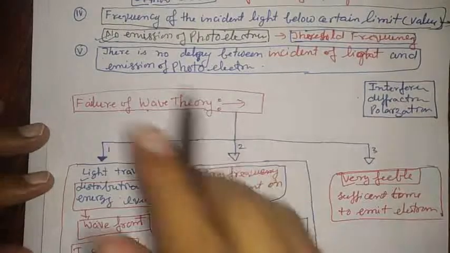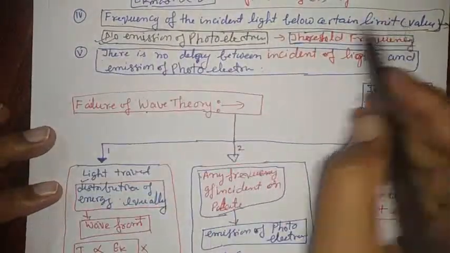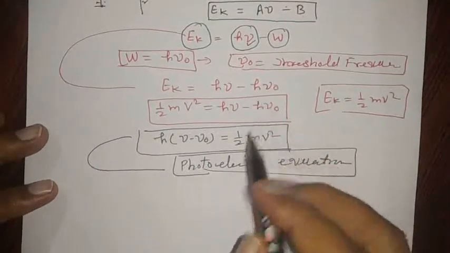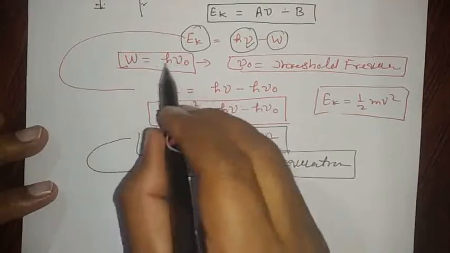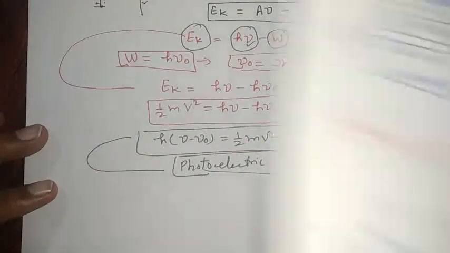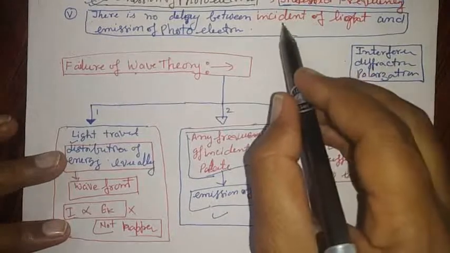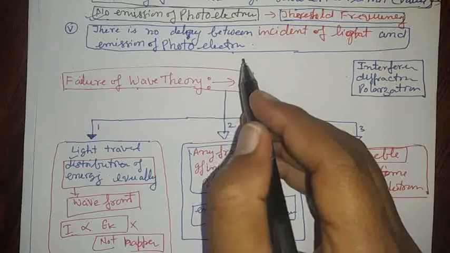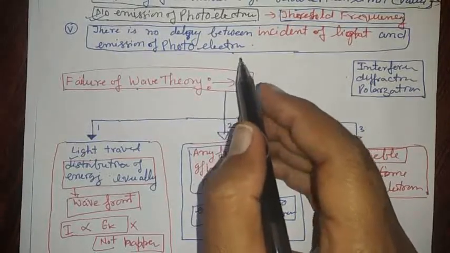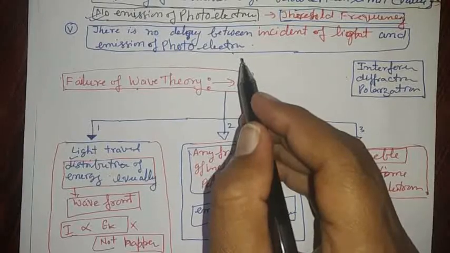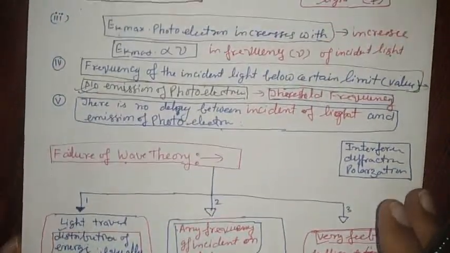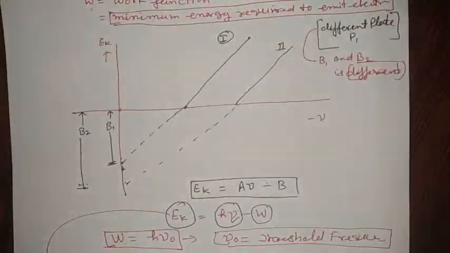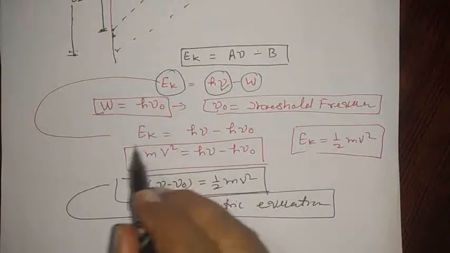Now see the fourth. Below a certain limit, there is no emission of electrons because the photon energy is insufficient and less than the work function. And the final one: no delay between incidence of light and emission of electrons. As the photon, the quantum, is incident on the plate, it is at once absorbed and the electron emitted. So there is no time lag. All these 5 observations are clearly explained by Einstein's photoelectric equation.